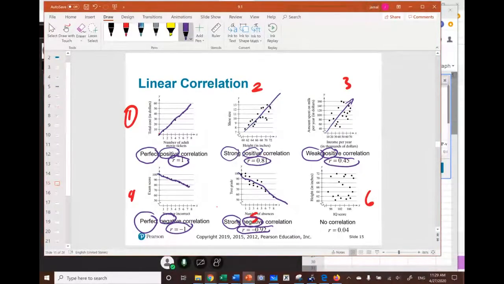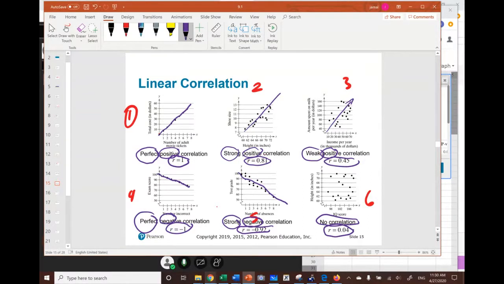Now, if you look at the last graph, honestly, I cannot say if the points are going up or going down. So in this case, we cannot tell if it's going up or down, and that's the reason why we use the name no correlation. And it happened that R for this graph is 0.04. 0.04 is almost at 0. Very, very close to 0. In other words, there is no correlation.